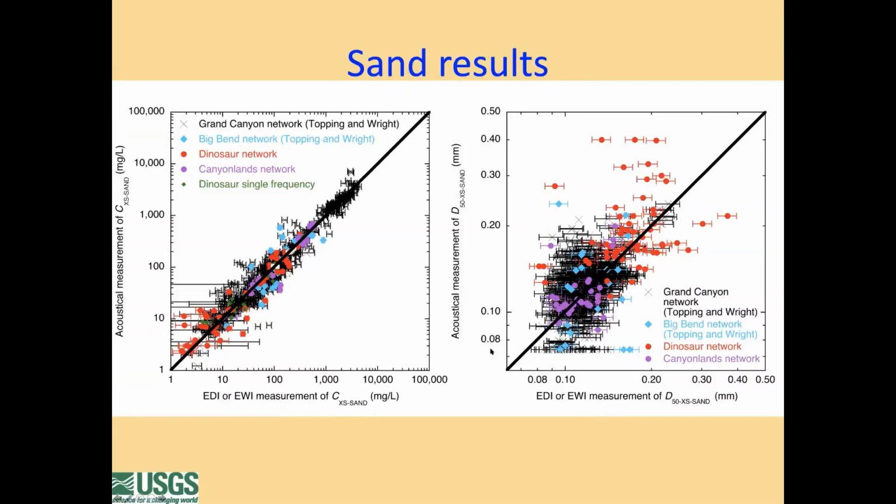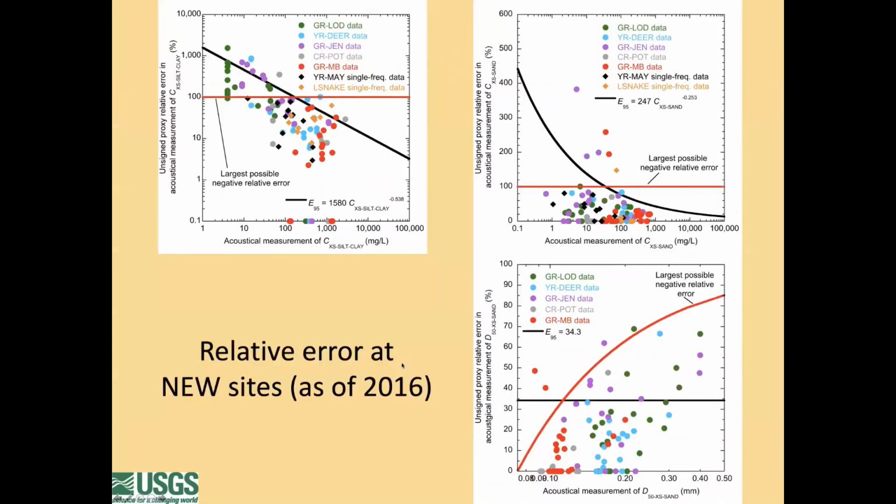So this is median grain size from the acoustical measurements, median grain size from the actual samples, and concentration of sand from the acoustical measurements versus the real samples there. I think I'll skip over this for now just to wrap it up. But basically what we found is that the 95% confidence interval errors that we derived at some of our networks hold at other sites, so at least our error calculations and the methods seem to be good.